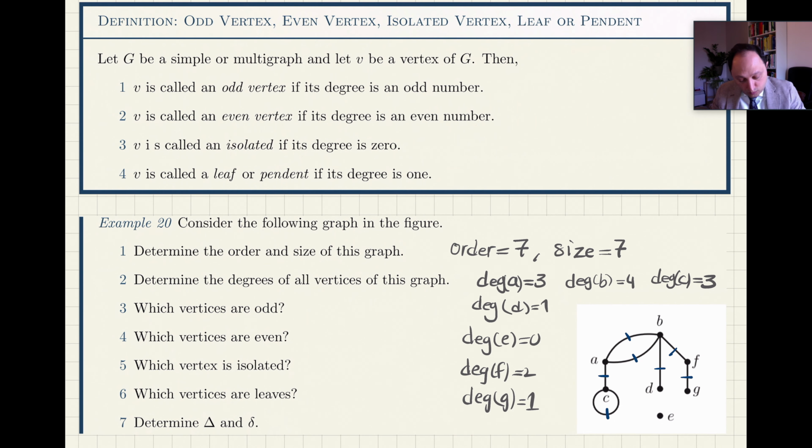Okay, and then which vertices are odd? So A is odd, D is odd, C is odd, G is odd. Which ones are even? You can immediately see which one is isolated. Only E is isolated. The degree is 0. Which vertices are leaves or pendants? You say G and D. These are of degree 1. Determine the capital delta and small delta. Capital delta is 4 and small delta is 0.